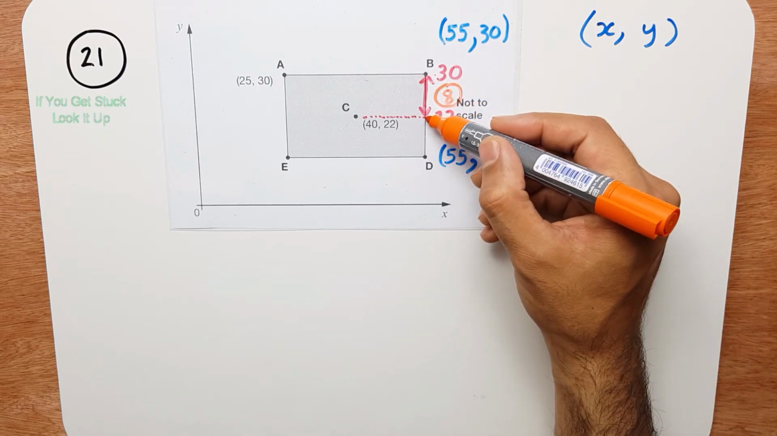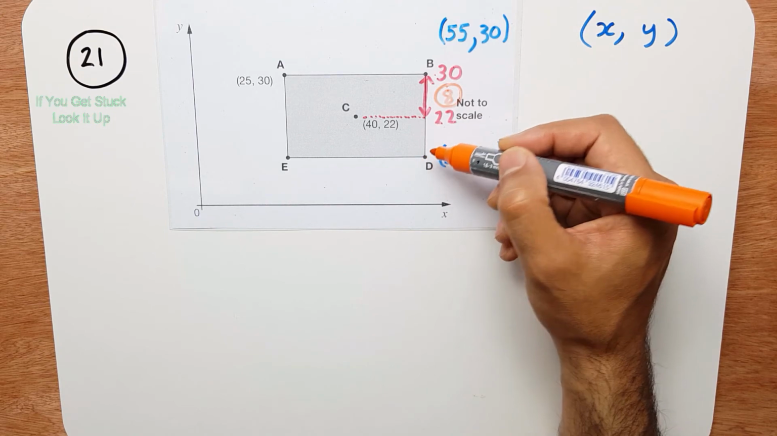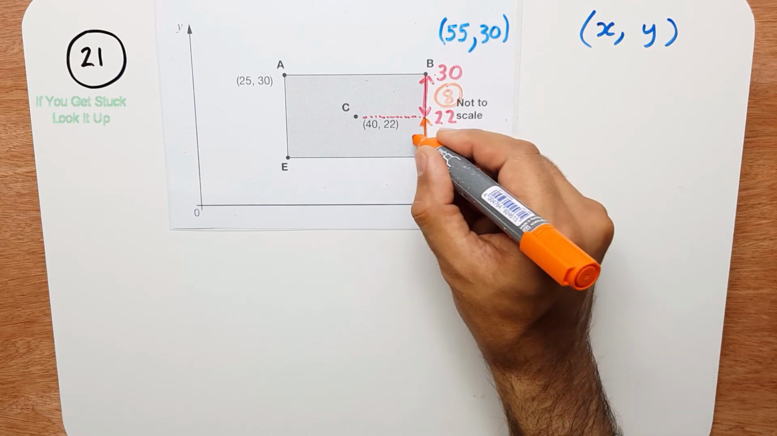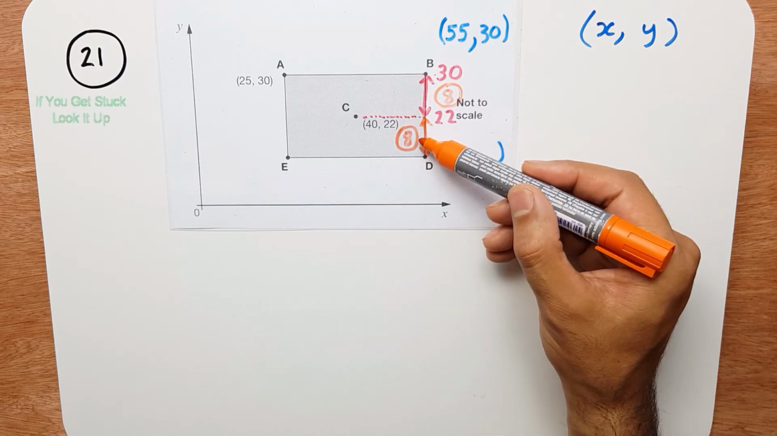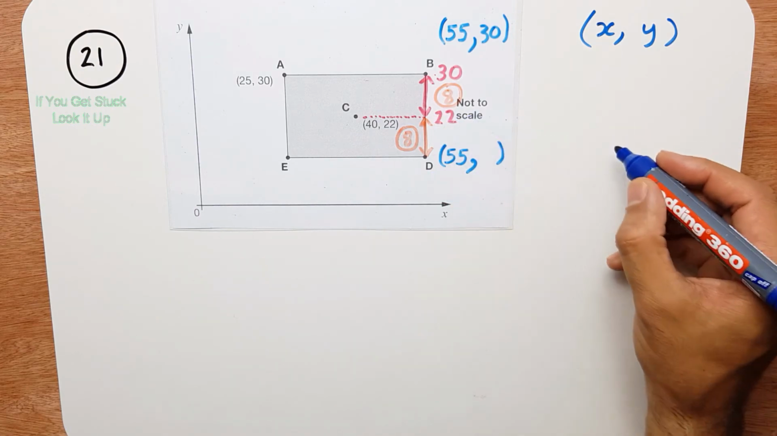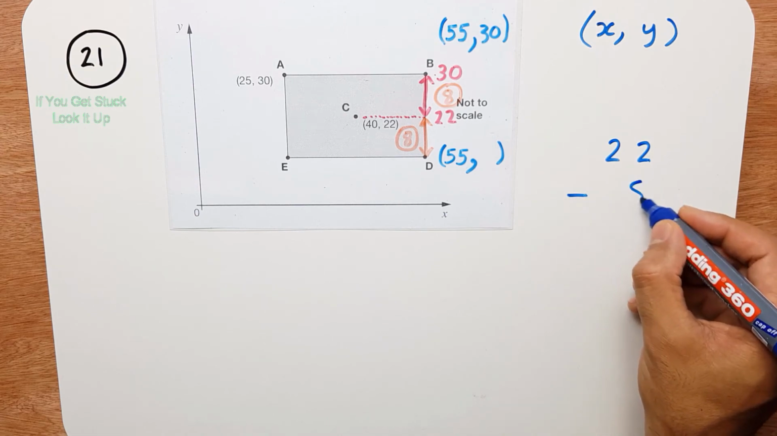Now what I want to do is travel from the center or the middle of this line to D. So I have to travel another 8. And the reason I have to travel another 8 is because this is in the middle. So what I need to do is 22 take away another 8.